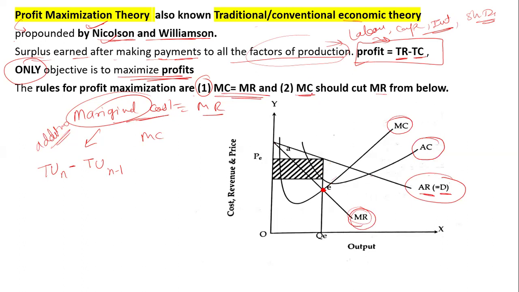The marginal cost should cut MR from below, not from above. Clear? So this is the profit maximization theory.